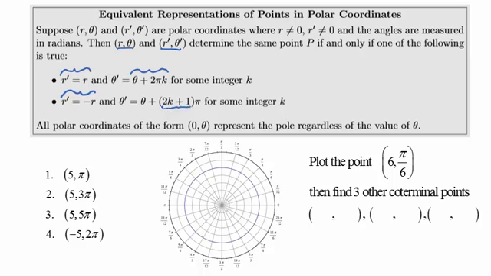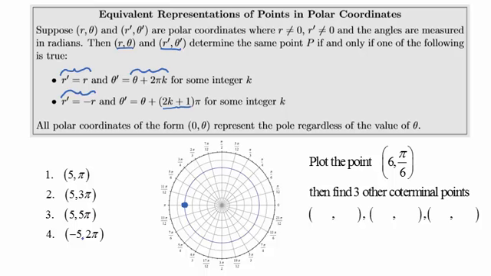For example, given the ordered pair (5, π), that would identify the point in the polar coordinate system that's right here. If we were to add any multiple of 2π to that, we would get one more complete rotation and we'd get the point (5, 3π). Another complete rotation around would give us the ordered pair (5, 5π).